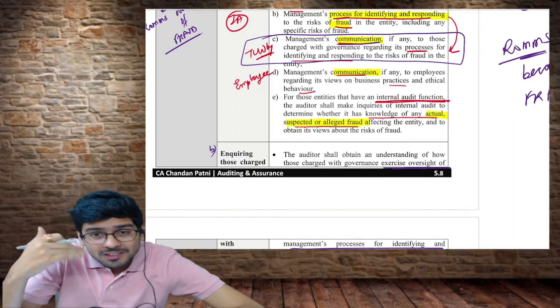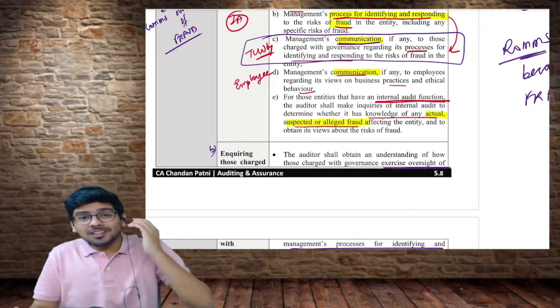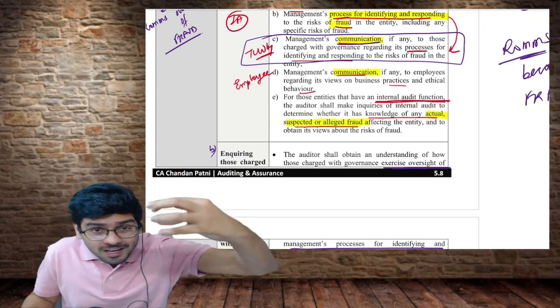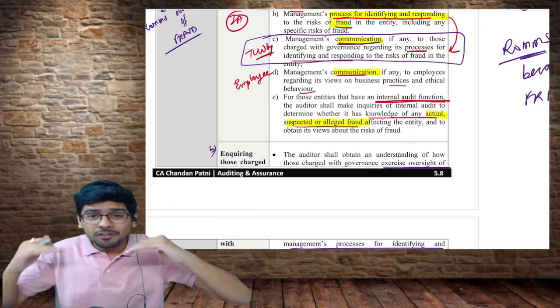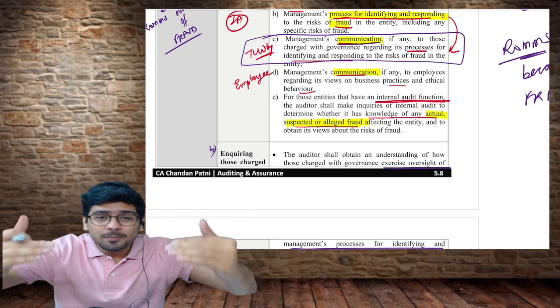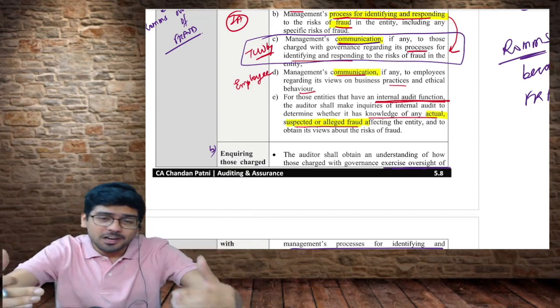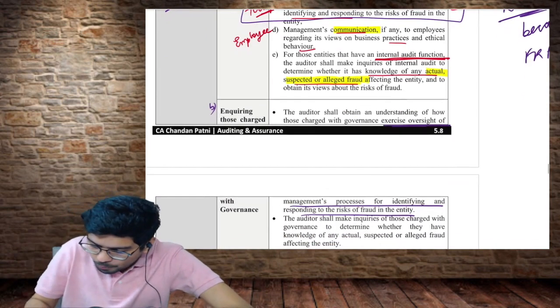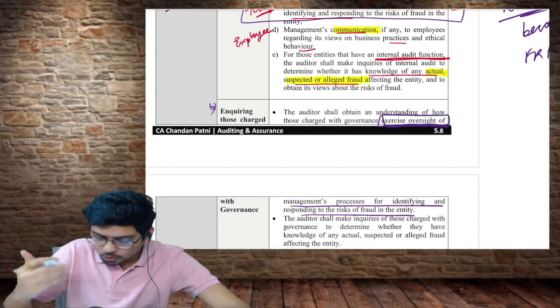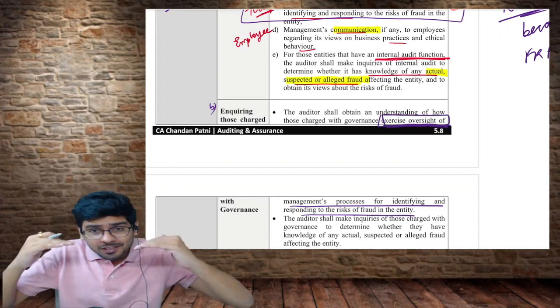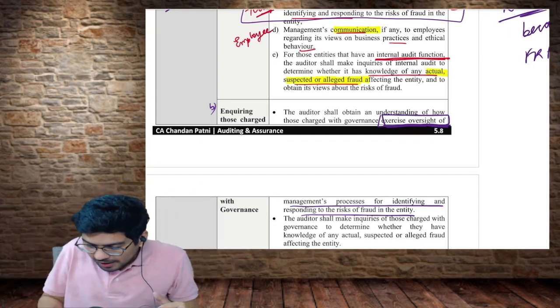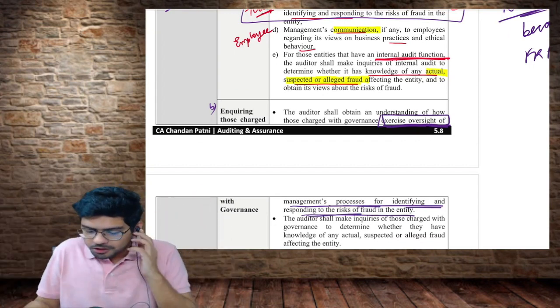management was responsible for communicating their process to TCWG. Okay, but now at the same time, I also need to see whether TCWG is keeping an eye on the management's process, whether they act as an oversight mechanism to the work of the management with respect to fraud. Okay, so we have a point here, whether they exercise oversight on what? Whether they keep an eye on the management's process for identifying and responding to the risk.